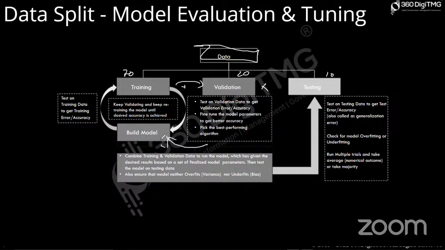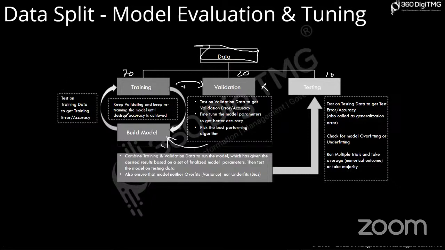Otherwise, if we are not getting the tuning for a model, sometimes what happens is the model is too simple for the data. When the model is too simple, we get a problem known as underfitting. In that case, we will not get good results even on the training data.